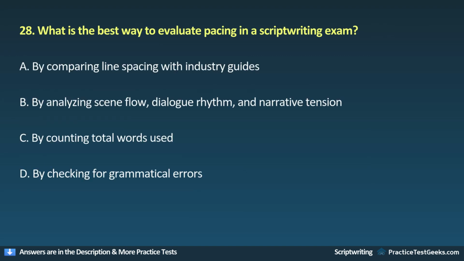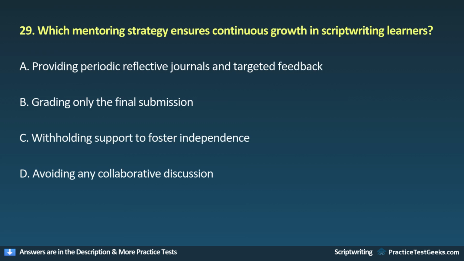28. What is the best way to evaluate pacing in a scriptwriting exam? A. By comparing line spacing with industry guides. B. By analyzing scene flow, dialogue rhythm, and narrative tension. C. By counting total words used. D. By checking for grammatical errors.